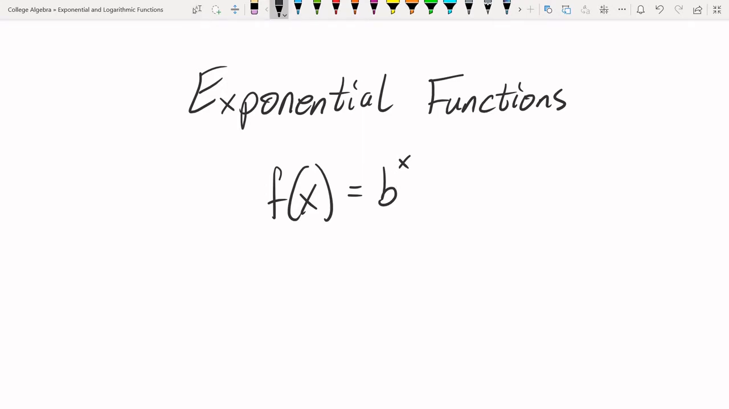b is called the base, and the x is the variable in the power, the exponent. So we'll say exponent here. This has the variable.